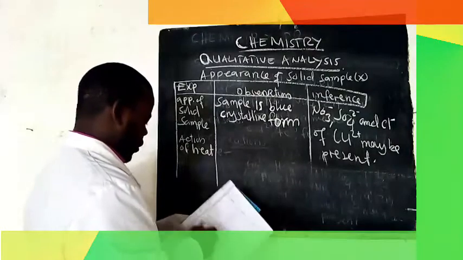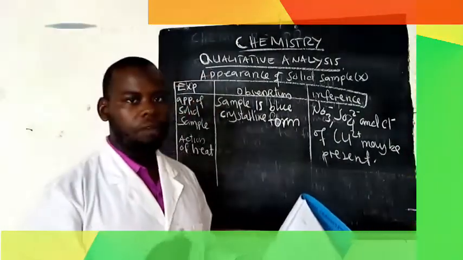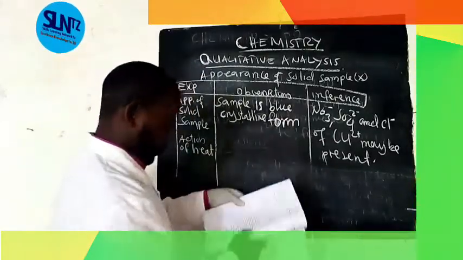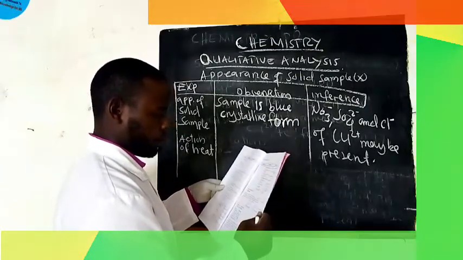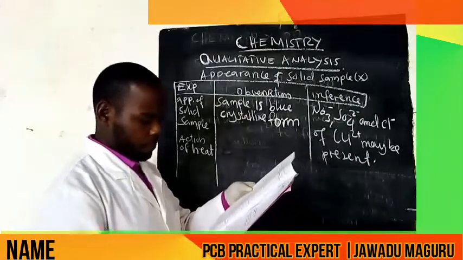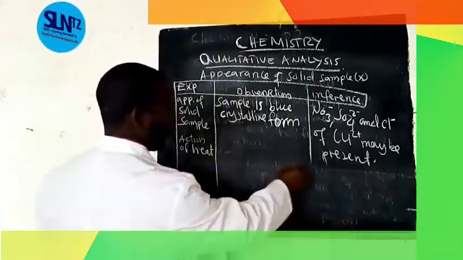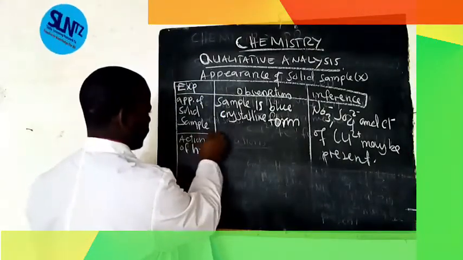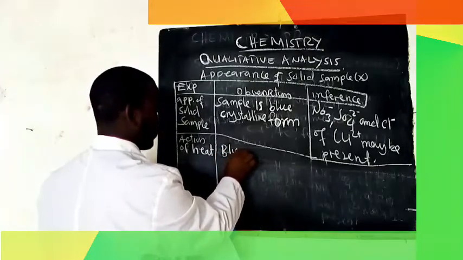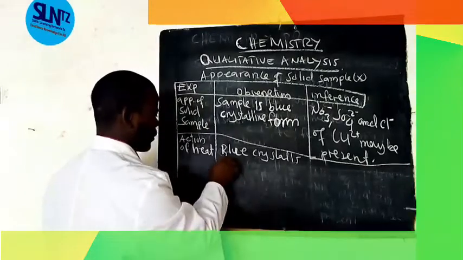And observations: we have seen two observations. The color changed from blue to white, and a gas evolved. So for the observation here, you have to write first: colorless gas evolved. And the action of heat means blue crystals turned white.